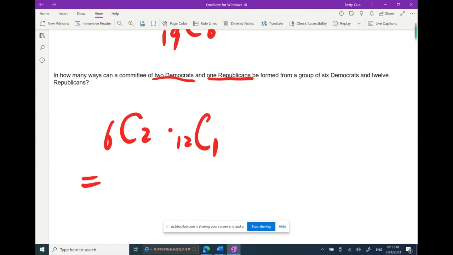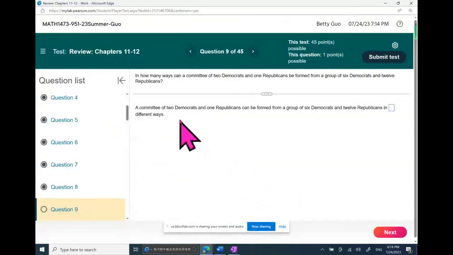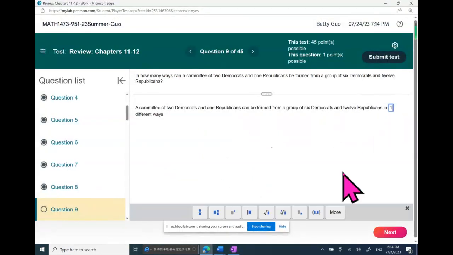Okay, so that's the solution. Let's find out what the value is. Let's do C(6,2) first. Enter 6, math, probability, nCr, and enter 2. C(6,2) is 15. 15 multiplied by 12. C(12,1) is 12. So multiply by 12. We have 180. The answer is 180.